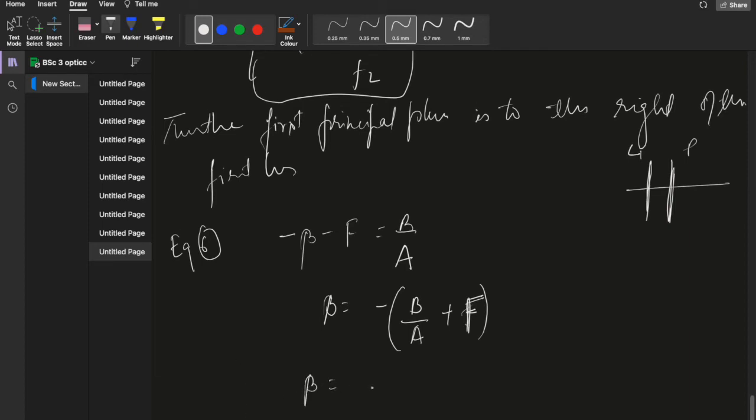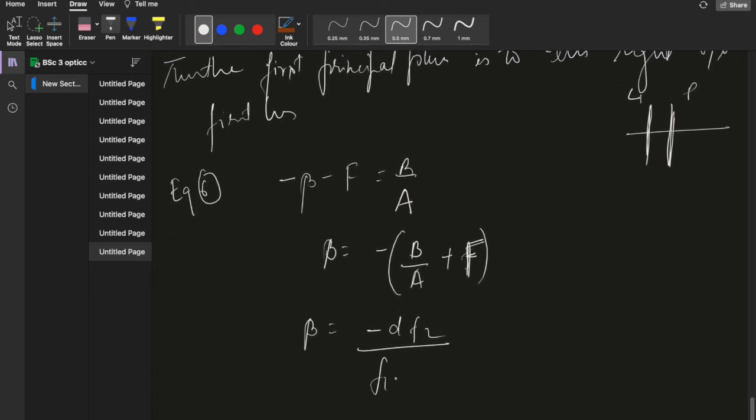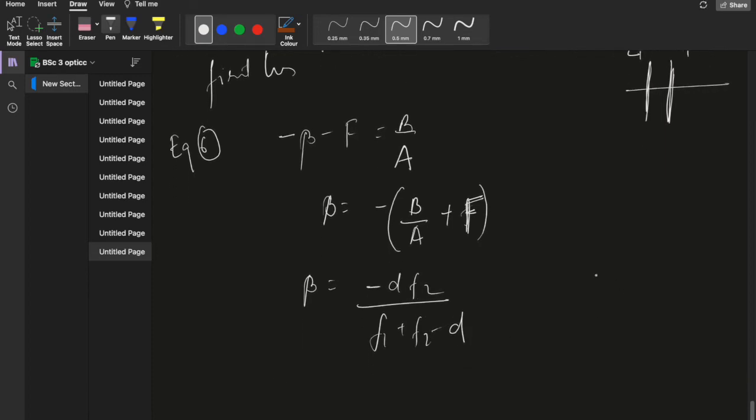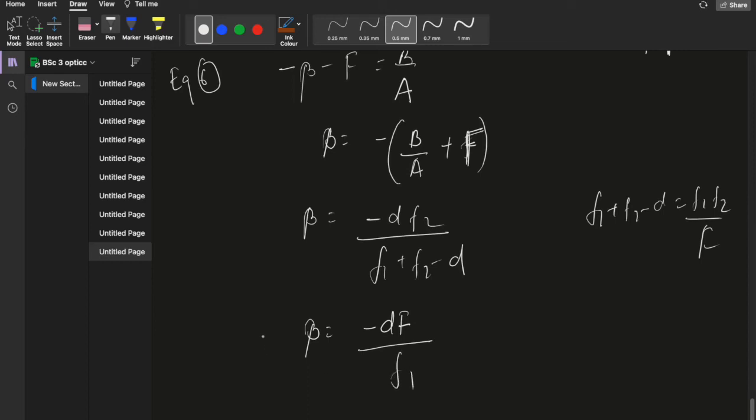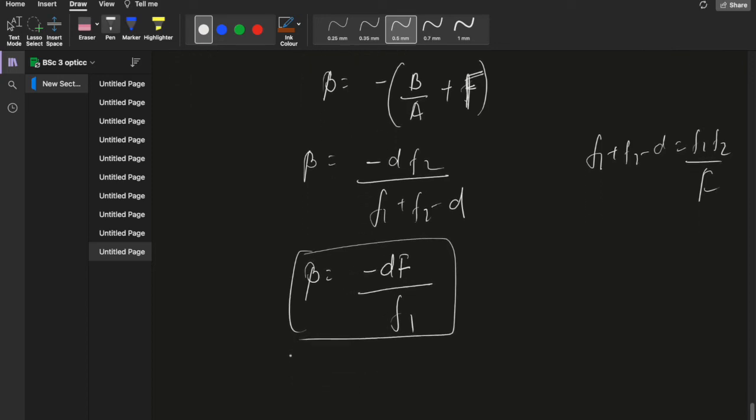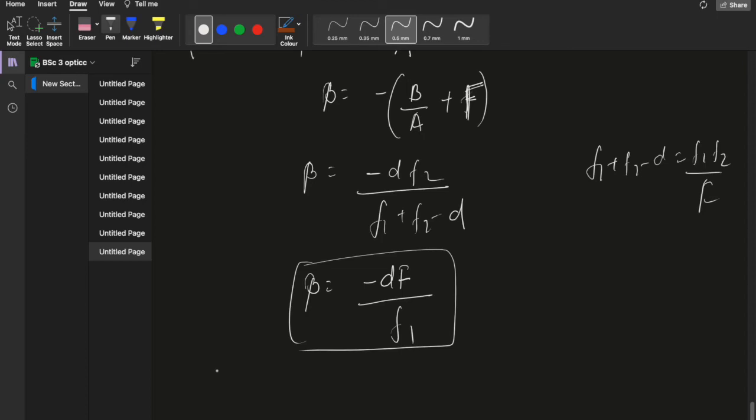Substitute the individual values of b, capital A and capital F. We'll get something d of f2 upon f1 plus f2 minus of d. We already know f1 plus f2 minus d is f1 f2 upon capital F. Just substitute this value here, so beta becomes minus of d capital F, which is the equivalent focal length, upon f1. So this is our second cardinal point, the position of the second principal plane.